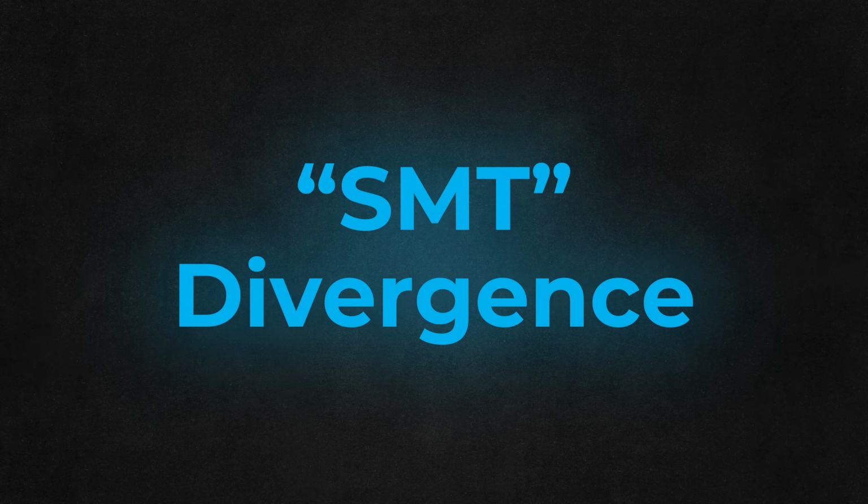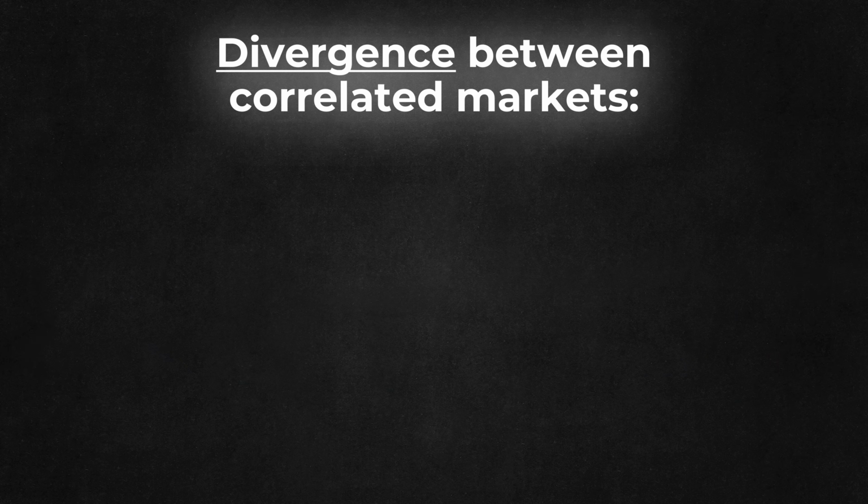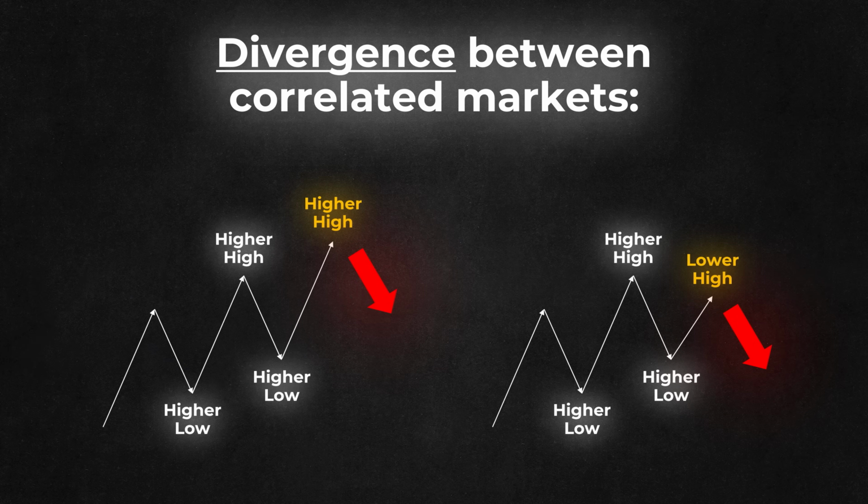Moving on to the next idea, we have what is called SMT Divergence, which stands for Smart Money Trading Divergence. This concept is related to the idea that when correlated markets exhibit price divergence, an opportunity might be in place. Correlated markets will often move in synchrony, so when market A is producing higher highs and higher lows, for example, market B will also produce higher highs and higher lows. The same is true for downtrends, of course. Divergence happens when this relationship momentarily ceases to exist.